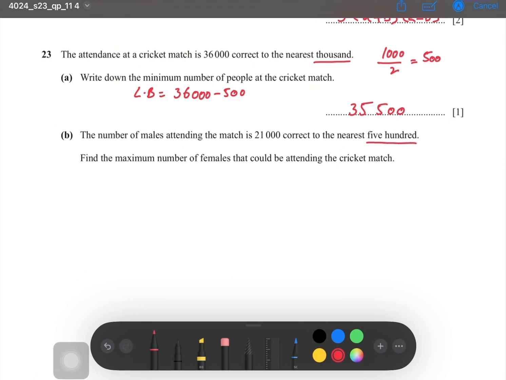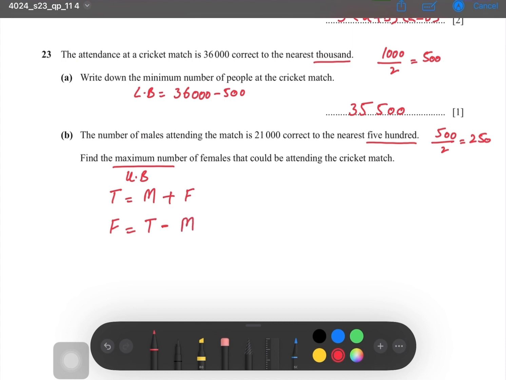The number of males attending the match is 21,000 correct to the nearest 500. Nearest 500 means I have to divide 500 by 2. So it is 250. Find the maximum number of females that could be attending the cricket match. Maximum means we have to find out the upper bound. So the total attendance is equal to males and females. So it will be male plus female. So to find out the female, the formula will be total minus male.